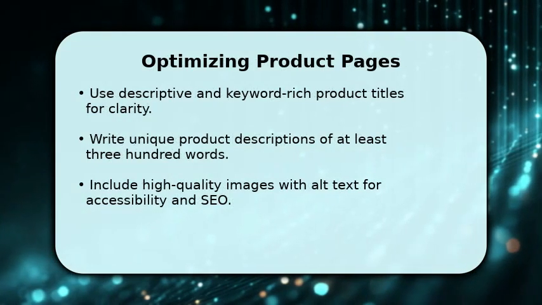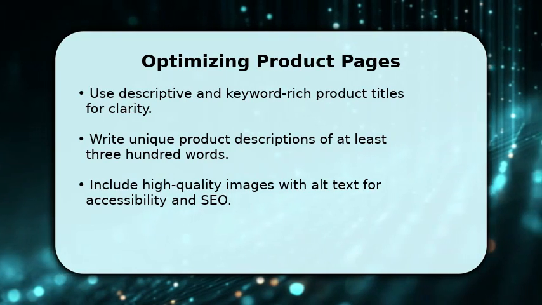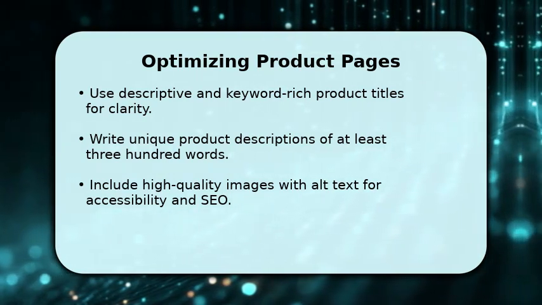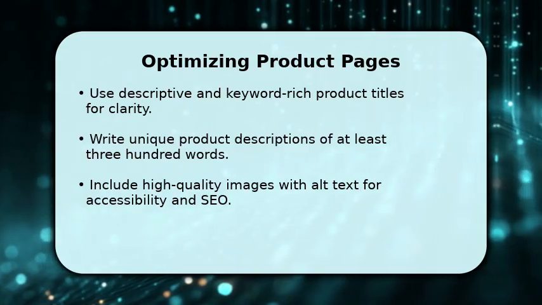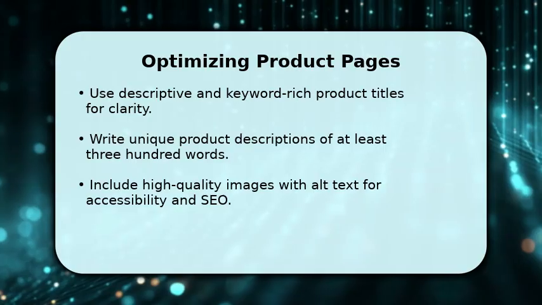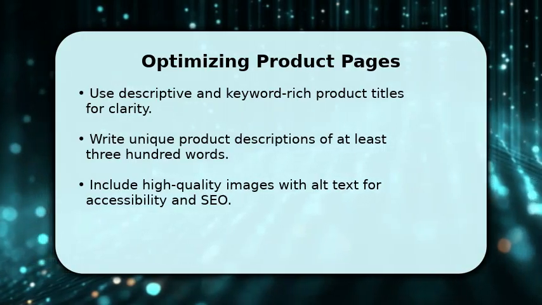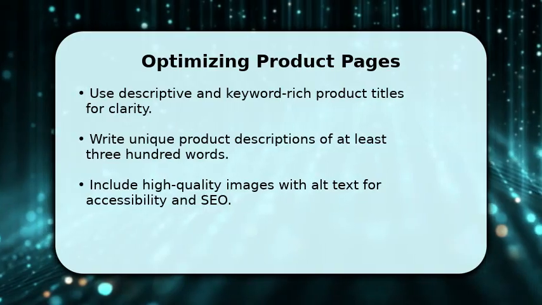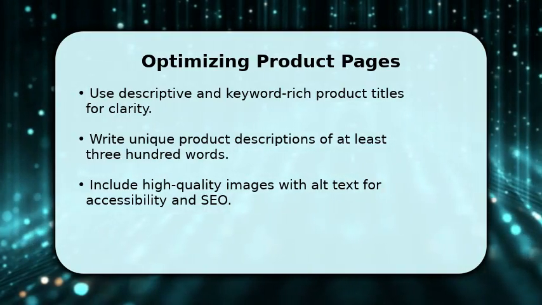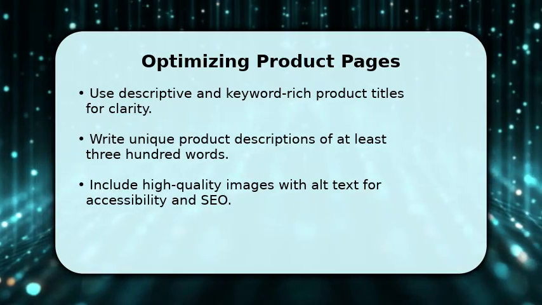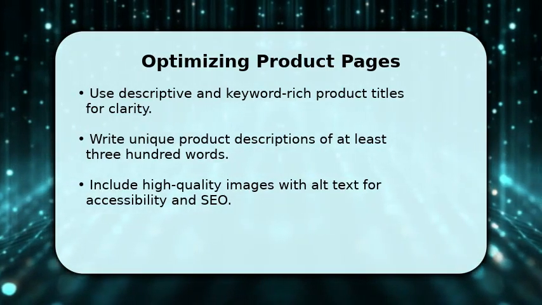Now, let's focus on your individual product pages. Craft descriptive and keyword-rich titles that clearly state what your product is. Aim for unique product descriptions that are at least 300 words long, providing valuable information to both customers and search engines. Always include high-quality images with descriptive alt text. Lastly, keep your product URLs clean and concise, incorporating relevant keywords for better visibility.